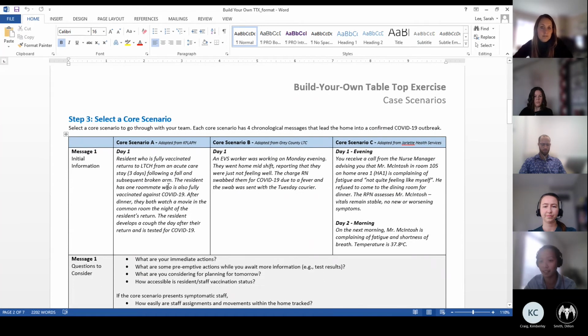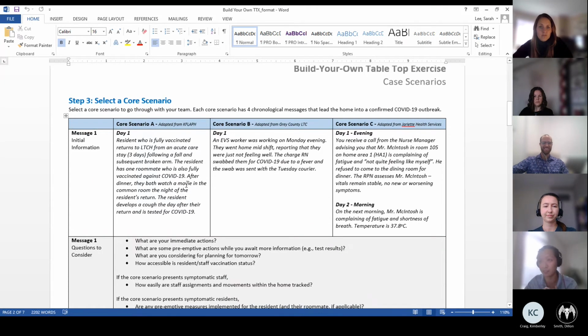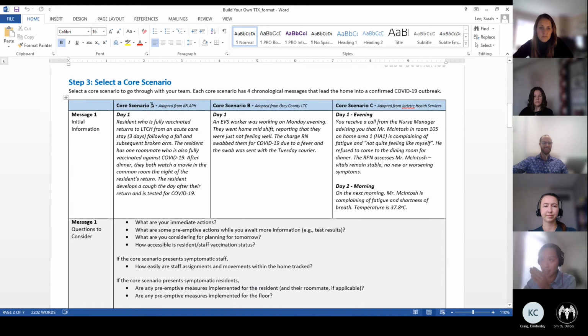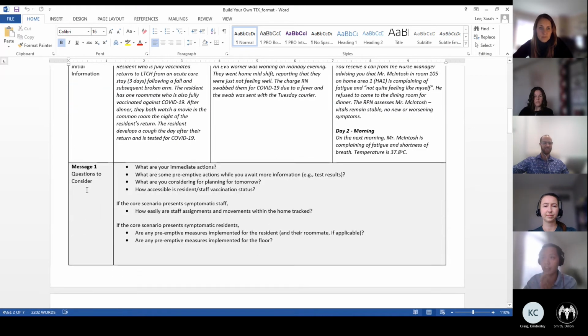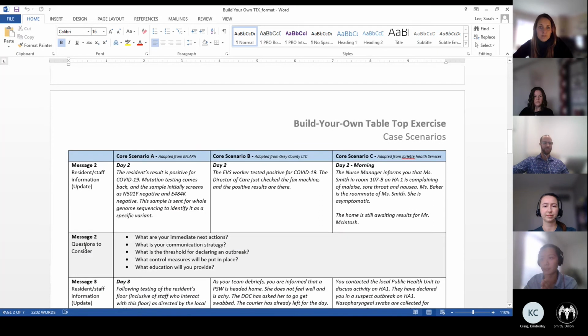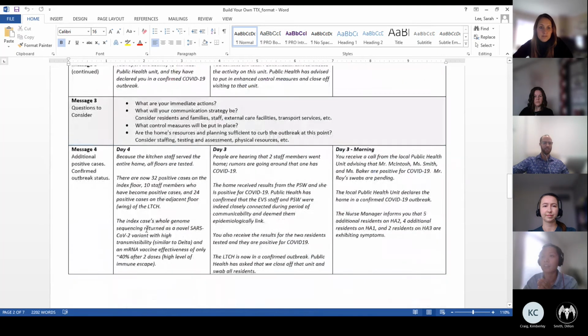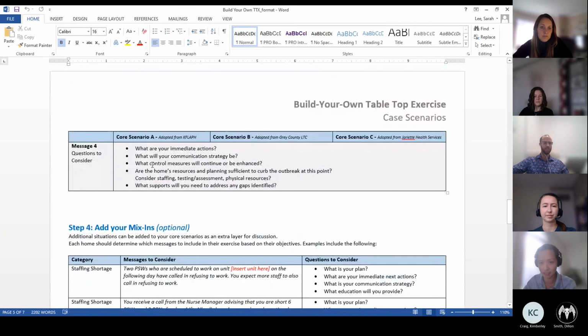So now we're going to go down to step 3, which is selecting a core scenario. You're going to select one of these scenarios to go through with your team. Each core scenario has 4 chronological messages or injects that will lead the home into a confirmed COVID-19 outbreak. This step is similar to choosing your ice cream flavors. You can choose from your vanilla, your strawberry, or your chocolate. Unfortunately, you can't mix your ice cream flavors here because your messages will not flow too well. But as you can see in core scenario 1, you have message 1 along with some questions, brings you to message 2 along with some questions, all the way to message 4 with some questions.